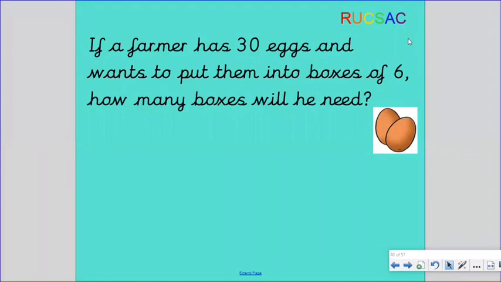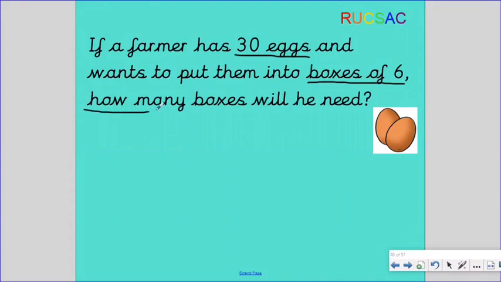So before I show you what I'm going to underline, I want you to read the question again and pick out the important things that you will underline. So what would you underline in this question? What are the important bits? You ready for me to show you what I'm going to underline? Okay, so the farmer has got 30 eggs. So I'm going to underline that. That's the amount that we've got in total. And he wants to put them into boxes of 6. So that means groups of 6. Very important.